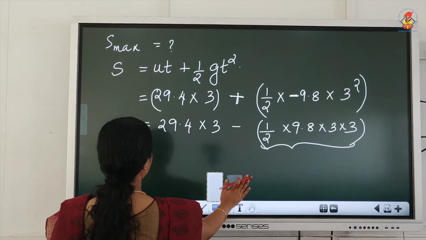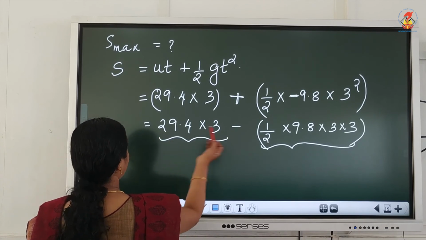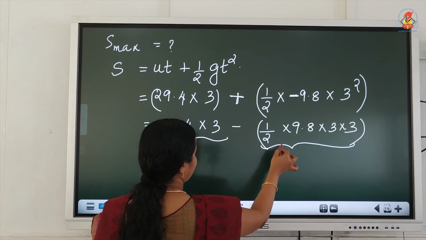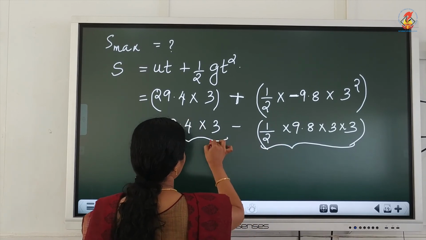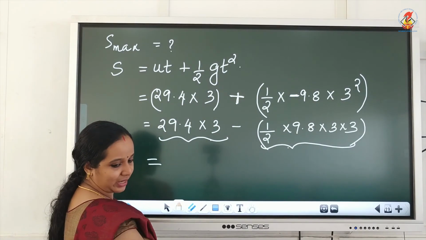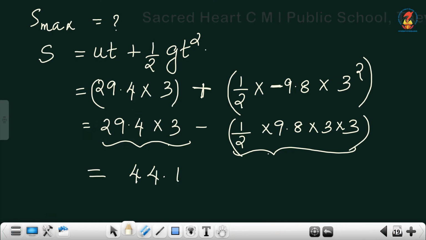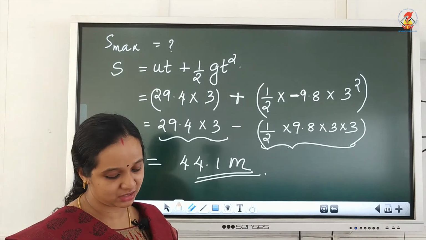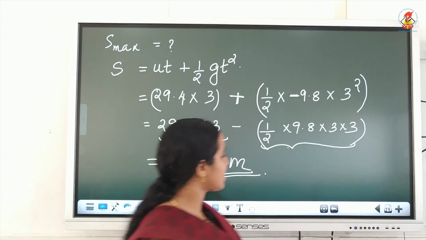On simplifying this, multiply 29.4 into 3, multiply the second term and subtract both. On subtracting and simplifying it, you will get the answer as 44.1 meters.